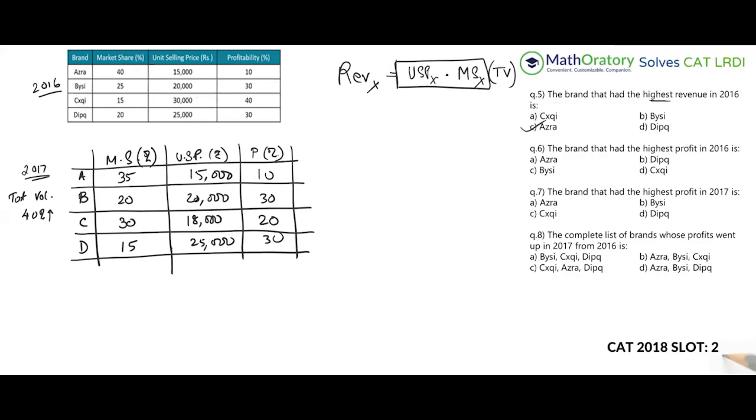Question number 6 is asking for the brand that had the highest profit. Again, let's do the same kind of thing. Profit for X will be the profitability percentage of X multiplied by the revenue of X, isn't it? This is how the profit will be calculated. If you remember, profitability was given as a percentage of the revenue, not of the expenses.